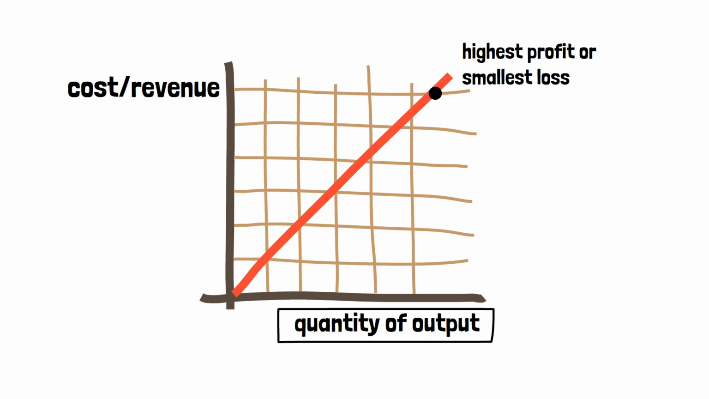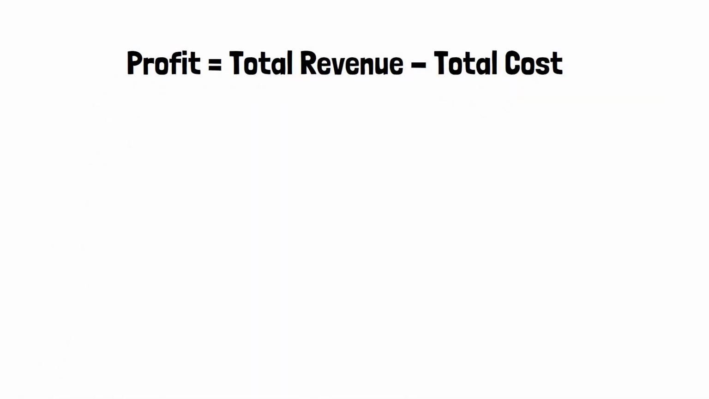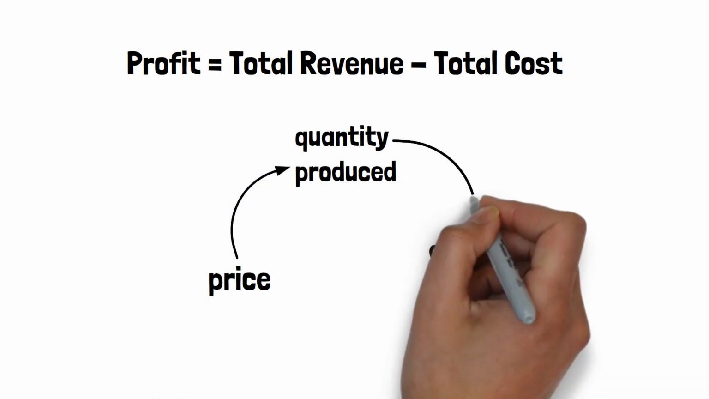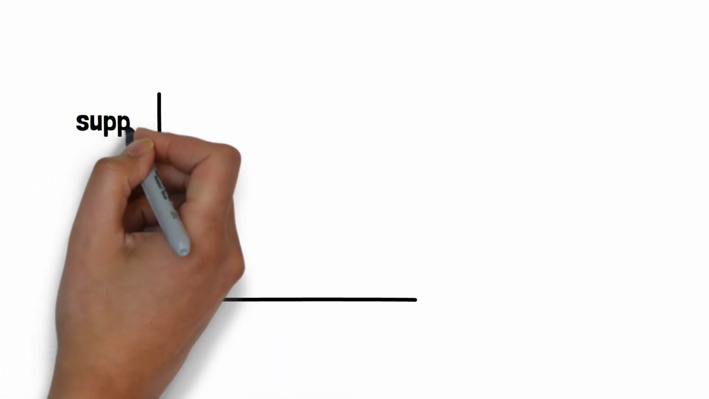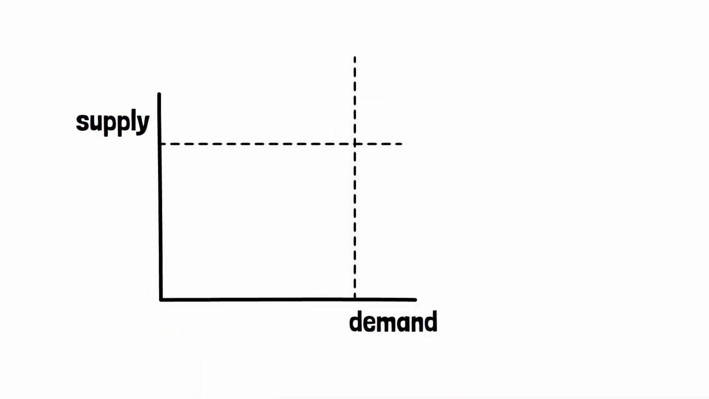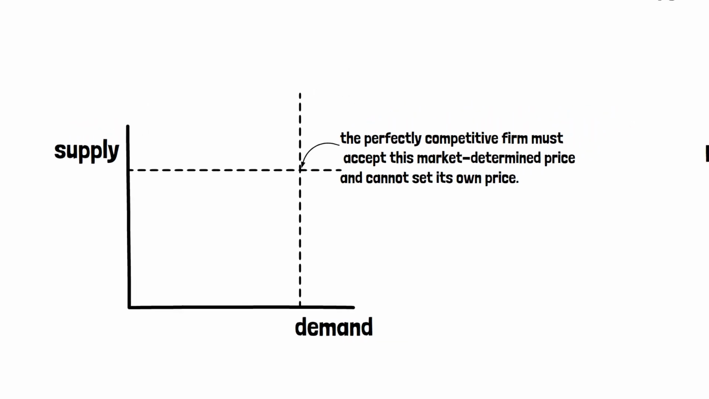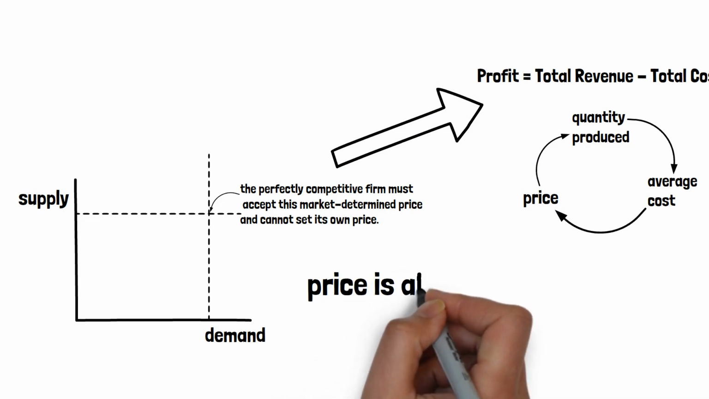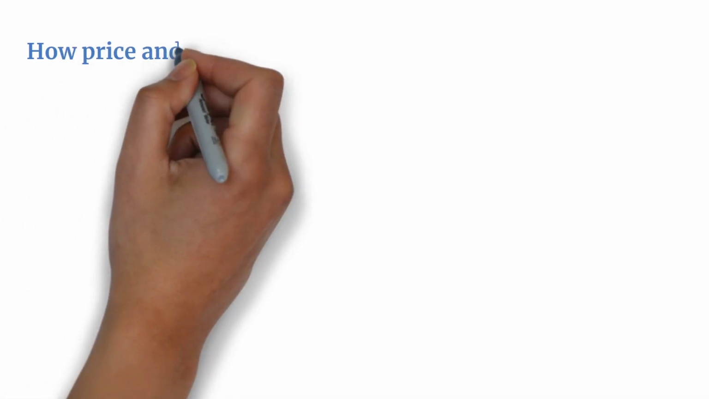To illustrate this, we look at the firm's primary motivation, which is profit. Profit equals total revenue minus the total cost. Profit equals the price times the quantity produced, minus the average cost times the quantity produced. Since a perfectly competitive firm must accept the price for its output as determined by the product's market demand and supply, it cannot choose the price it charges. In other words, the price is already determined in the profit equation, so the perfectly competitive firm can sell any number of units at exactly the same price.